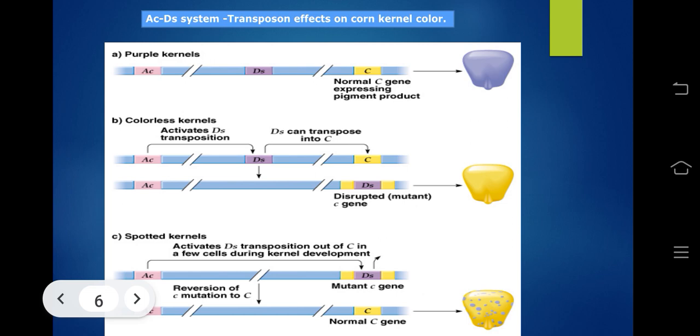Ds can transpose into C, producing a disrupted or mutant c gene. Then spotted kernels: Ac activates Ds transposition out of C in a few cells during kernel development. Reversion of c mutation to capital C, normal C.